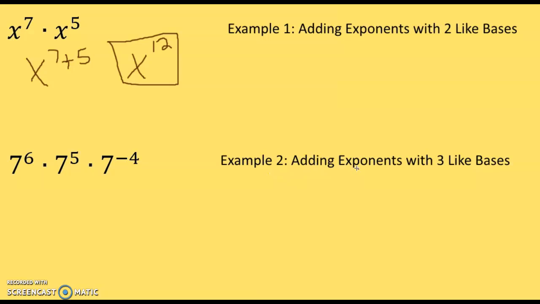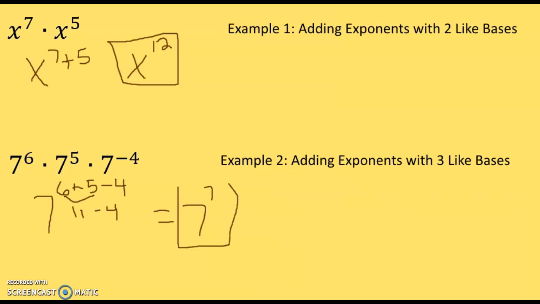Example 2. Adding exponents with three like bases. 7 to the 6th power times 7 to the 5th power times 7 to the negative 4th power. Well, just like the previous example, we're going to combine the exponents together. So 6 plus 5 minus 4. 6 plus 5 is 11. 11 minus 4 is 7. So we have 7 to the 7th power. And that's our simplified expression.